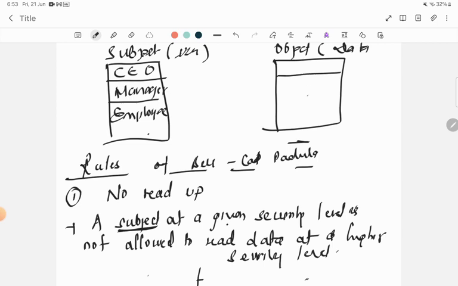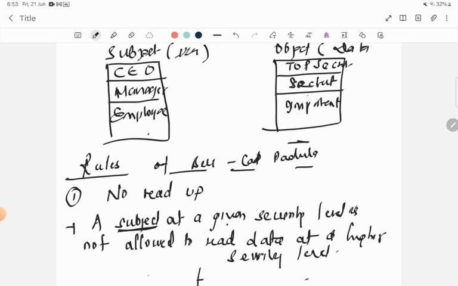And the data can be, let's categorize this as top secret. It means that it contains all the data related to the company information, their bidding and all. Next data can be secret data, and next data can be important data.